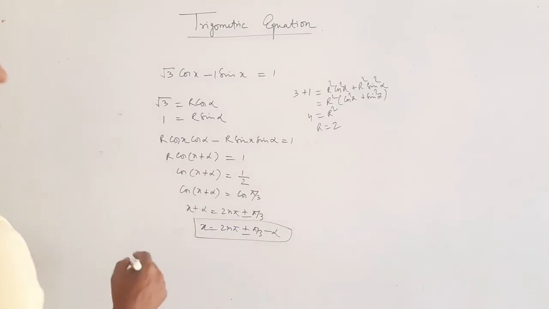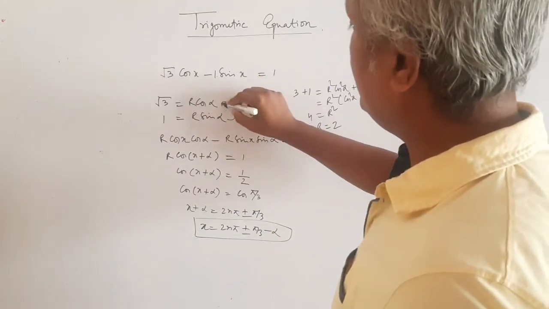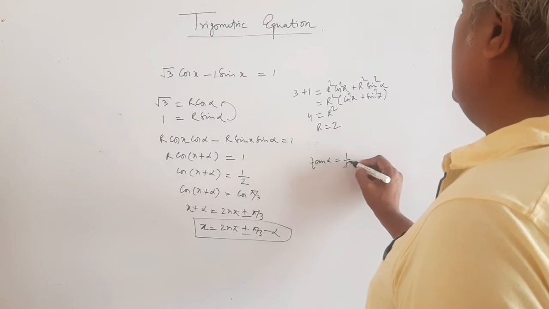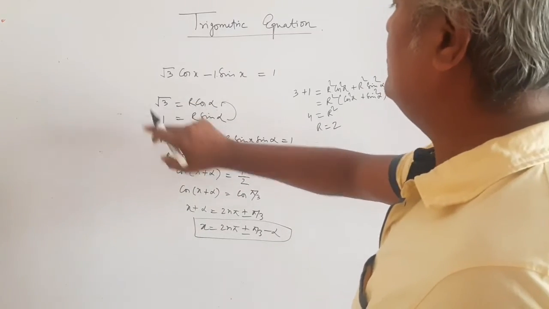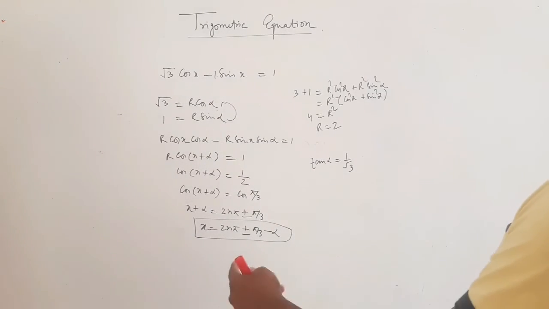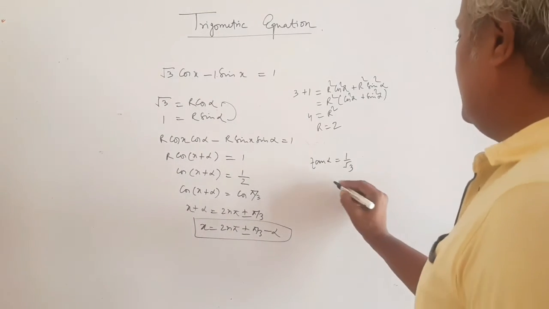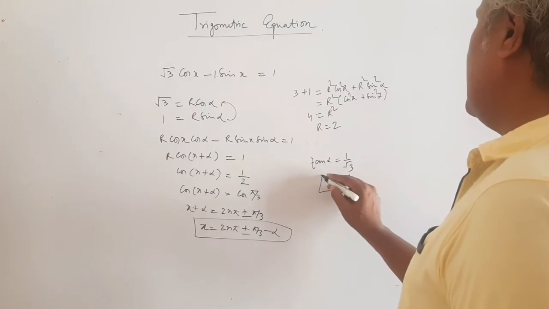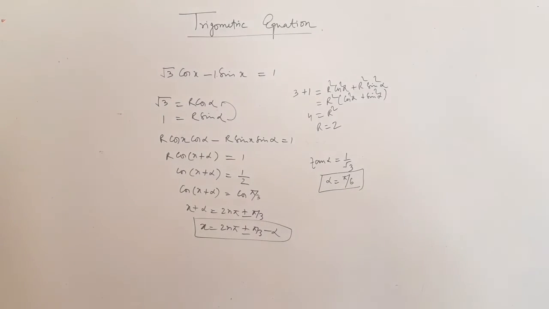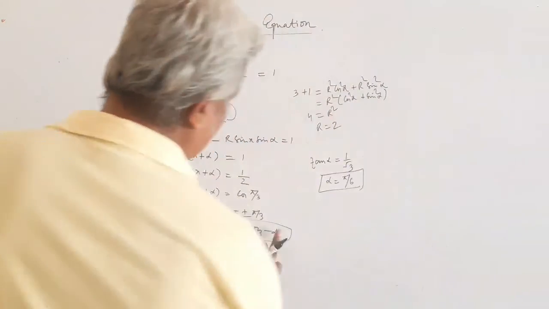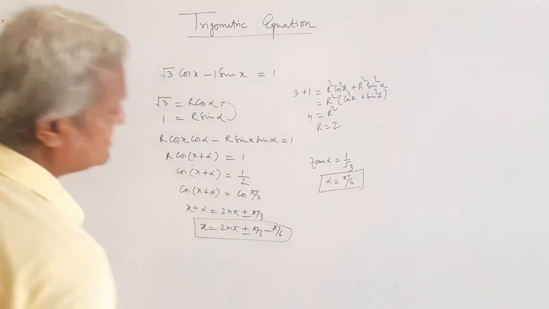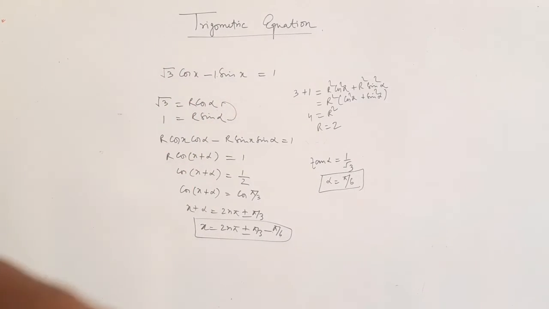And now what is alpha? If you divide this equation by this, then you get tan alpha is 1 by root 3: r sin alpha over r cos alpha, r cancelled, therefore tan alpha is 1 over root 3. And alpha here is pi by 6, because tan 30 degrees is 1 by root 3, and 30 degrees is expressed in radians as pi over 6. So now this value of alpha will become pi over 6. So this is how these kinds of questions can be solved.